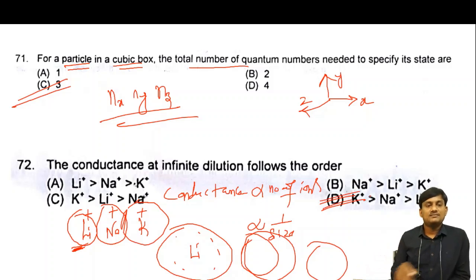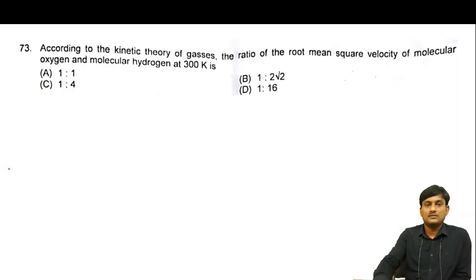Conductance depends on mobility. More the mobility of ions, more the conductance. As the size increases, the mobility decreases. So this is the correct option: potassium greater than sodium greater than lithium. D is the correct option.